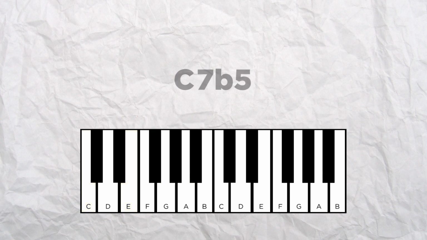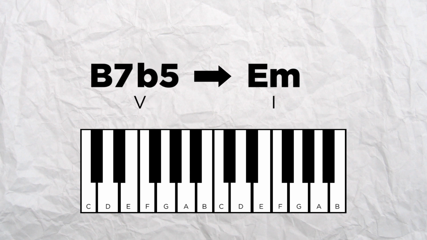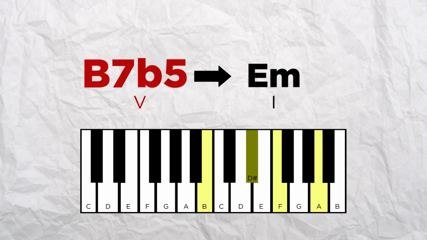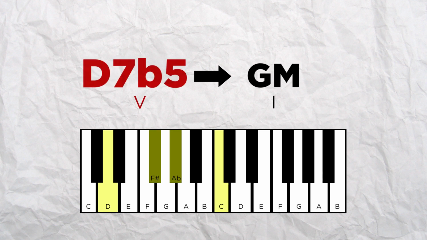It's diminished. So when you're using a dominant 7th chord on a 5th degree, you have the option to use a 7 flat 5 chord instead. For our cadence in E minor, for example, it would sound like this. And for an example of a major tonality, in G major, it would sound like this.